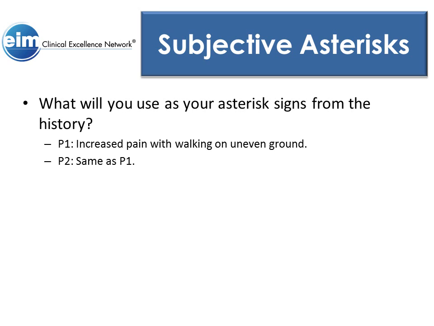For my asterisk signs from the history, I'm going to use the increased pain with walking on uneven ground. And P2 is again the same as P1, so we'll have the same asterisk sign for both of those. So, increased pain and instability with walking on uneven ground.